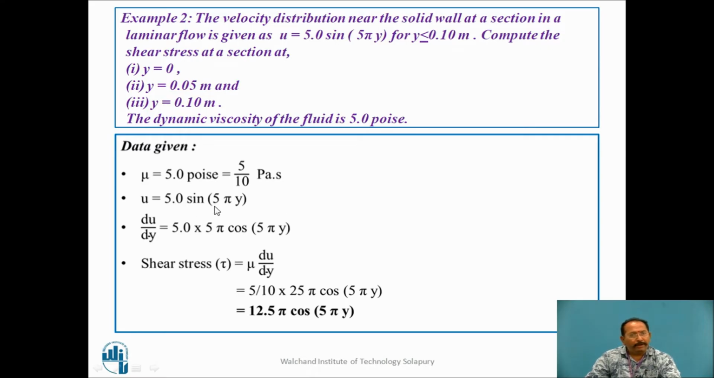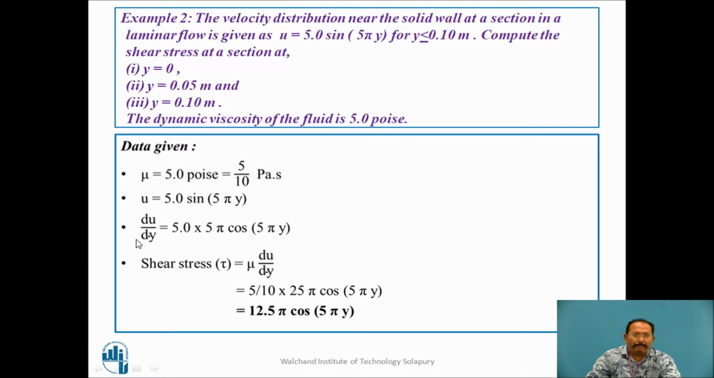U is already given, that is 5 sin(5 pi y). This is the velocity given to us. And du by dy is 5 into 5 pi cos. We are taking the derivative of this with respect to y, so instead of sine it is cos, into (5 pi y) as it is. So du by dy is 5 into 5 pi cos(5 pi y).